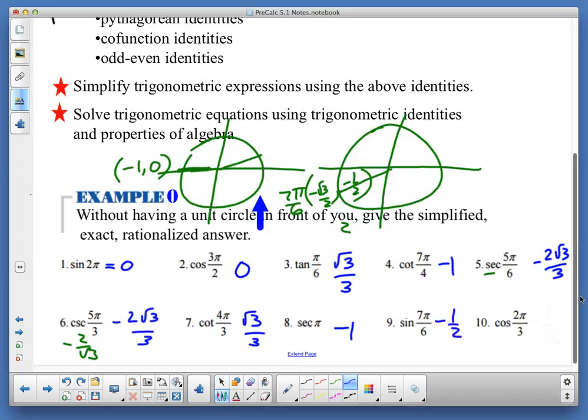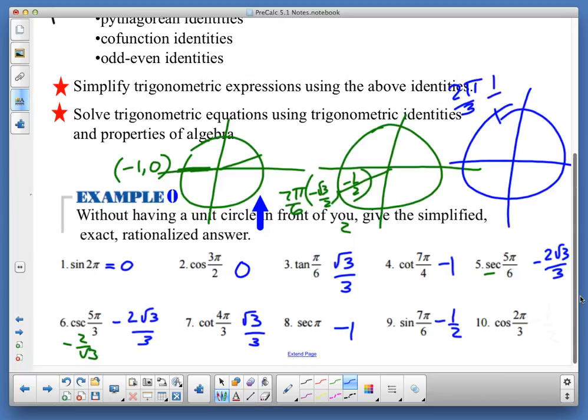So cosine of 2 pi over 3. Remember where 2 pi over 3 is located? Hopefully you already got it. 2 pi over 3 is negative 1/2 and the square root of 3 over 2. So remember, that's just going to be negative 1/2 when we're done.